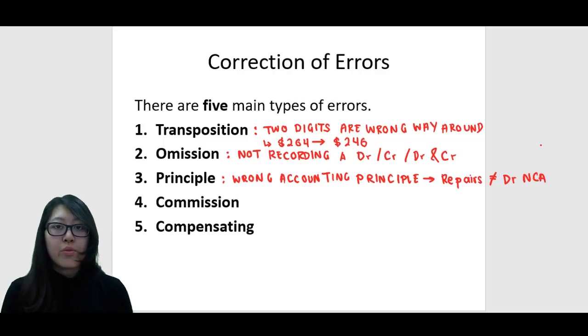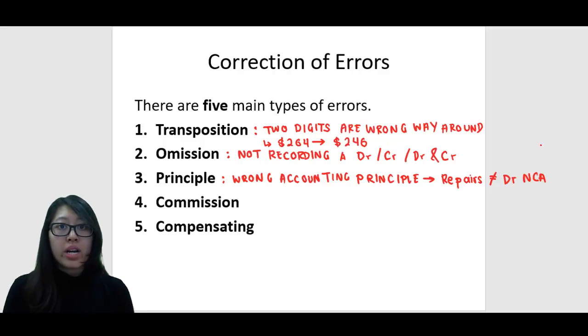The next one is an error of principle. This literally just means that we're following the wrong accounting concept or the wrong accounting principle. I've written there an example could be repairs, which should not be a debit to the non-current asset account. So for example, let's say I decide to repair my machine today and I spend $100 on repairing my machine. The right accounting principle would be to debit the repairs account, because now I should write this $100 off as an expense. The wrong accounting principle would be assuming that now that I have repaired my machine, the $100 should be capitalized to the non-current asset account. So I should debit my machinery account.